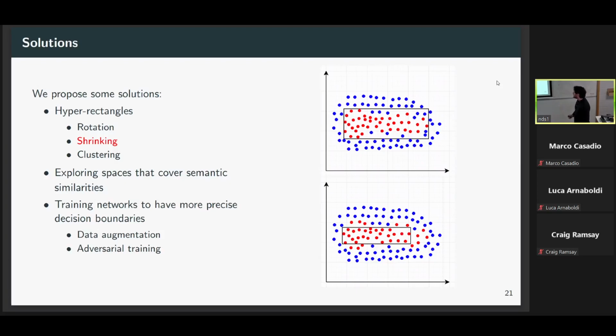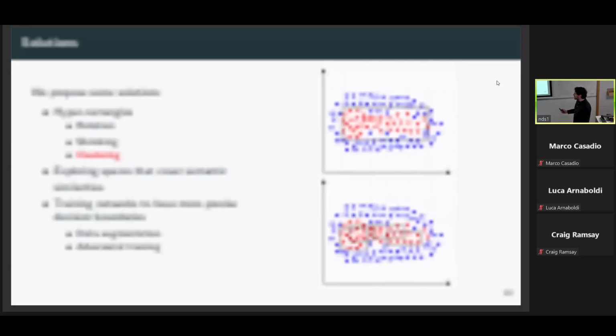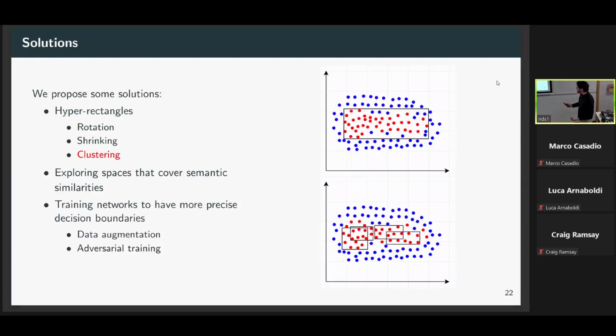Okay. So another thing we can do is clustering the data and then calculating hyperrectangles around each cluster. So they contain fewer points inside, and there's a higher chance that they don't contain any negative points. And of course, if some of them contain negative points, you can just discard them.